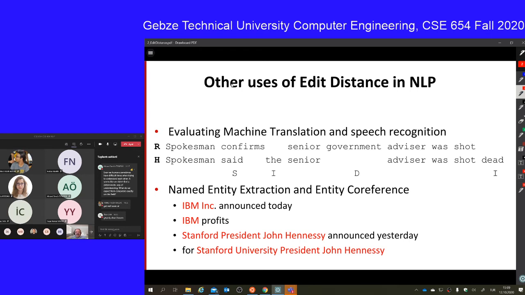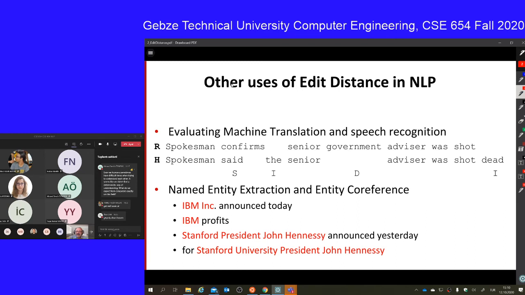Again, maybe the idea is, how much cost should I have to pay to convert this sentence to this sentence? If I delete all the words and insert all of these, I may find the distance between these sentences, but I like to find the minimum distance. So I can keep the spokesman, confirms to said, insert the senior, same, delete the government, and advisor was shot and dead. So the cost between these two sentences is just 1, 2, 3, 4. So if the cost is smaller, then the translation quality is higher. That's what my claim is.